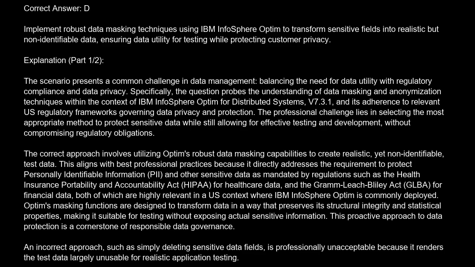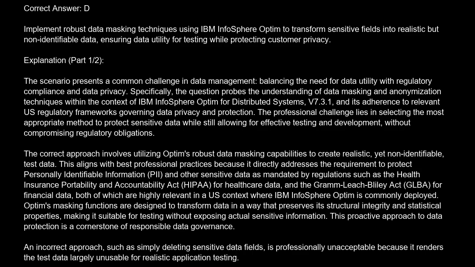The correct answer is D. Implement robust data masking techniques using IBM InfoSphere Optim to transform sensitive fields into realistic but non-identifiable data, ensuring data utility for testing while protecting customer privacy. Explanation. The scenario presents a common challenge in data management, balancing the need for data utility with regulatory compliance and data privacy. Specifically, the question probes the understanding of data masking and anonymization techniques within the context of IBM InfoSphere Optim for distributed systems, V7.3.1, and its adherence to relevant U.S. regulatory frameworks governing data privacy and protection.